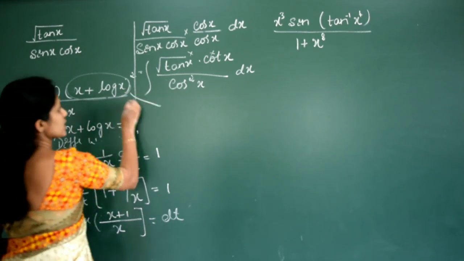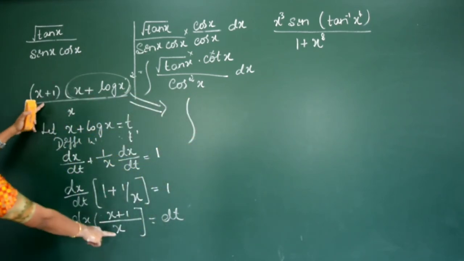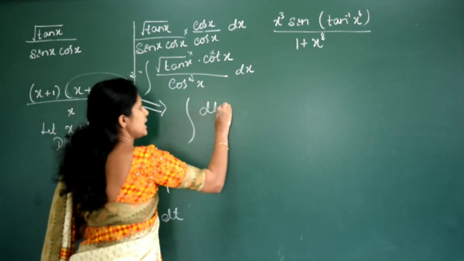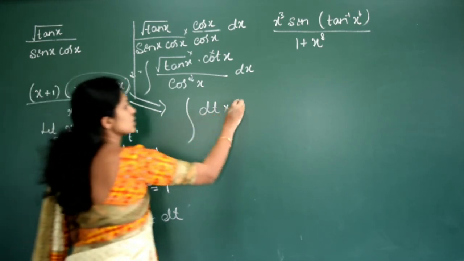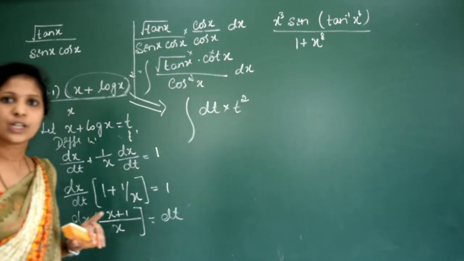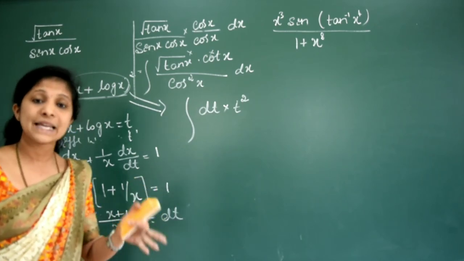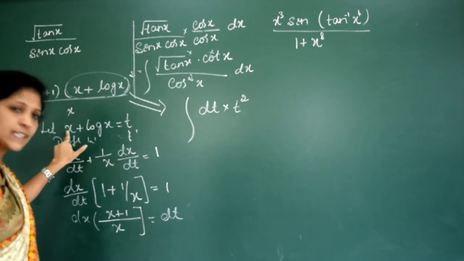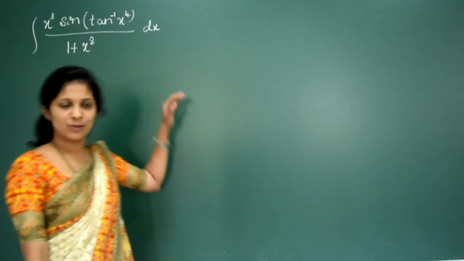So this substitution can be written as the integration of x plus 1 divided by x into dx, which will be equal to dt into, since we had given the substitution x plus log x as t, t square. Now we got the integration of t square into dt, which will be equal to t cube divided by 3 plus c. Finally substitute the value of t as x plus log x. Okay, complete this last problem of this session.